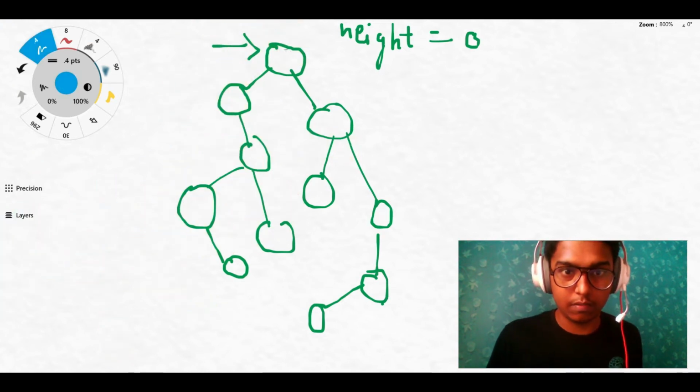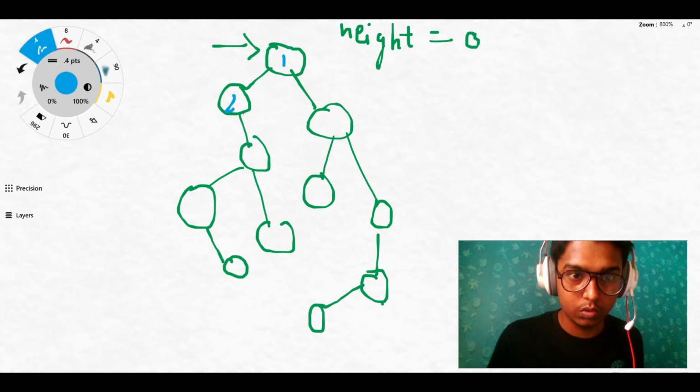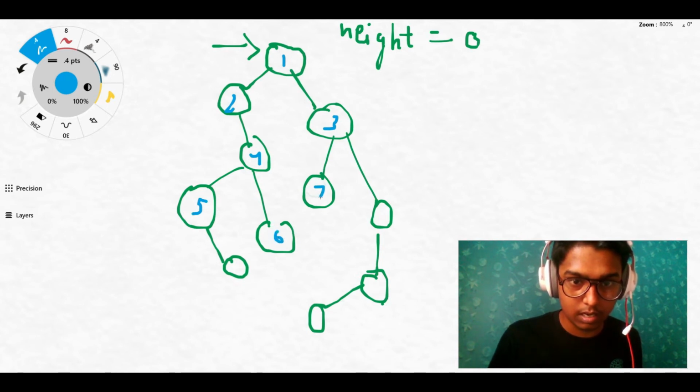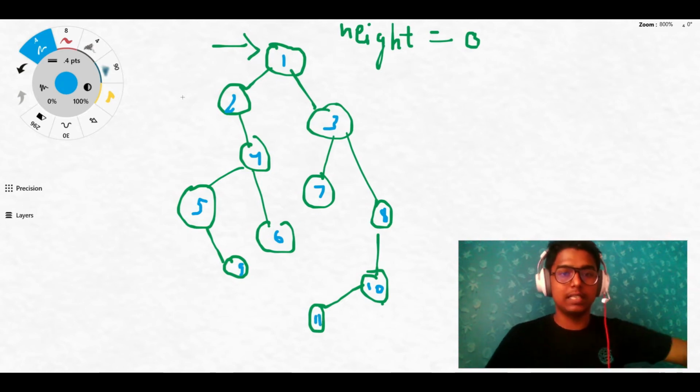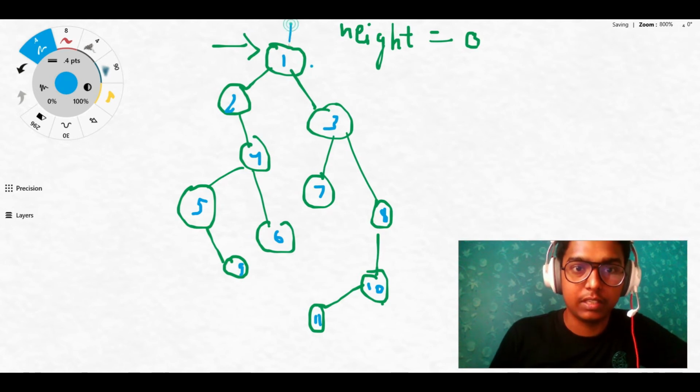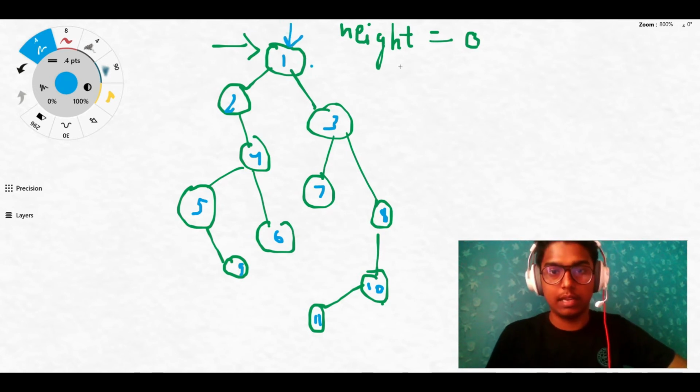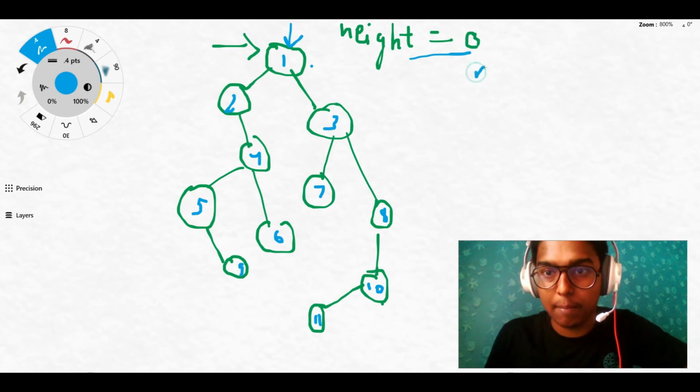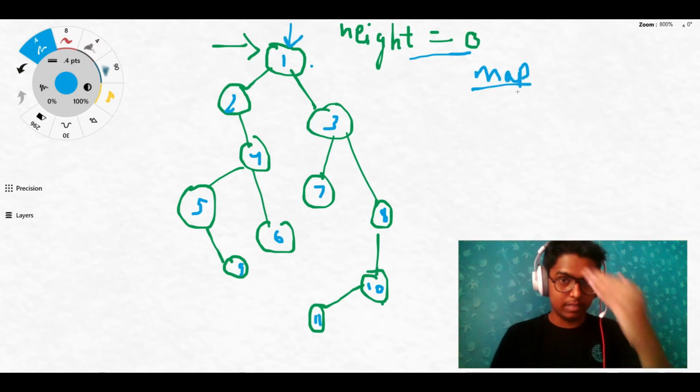First let's fill in the values 1, 2, 3, 4, 5, 6, 7, 8, 9, 10, 11. Okay, so as you can see, I am firstly at the root, and my height is 0. I am creating a hash map. In this map I will be checking whether I have encountered this height earlier or not, okay, right?